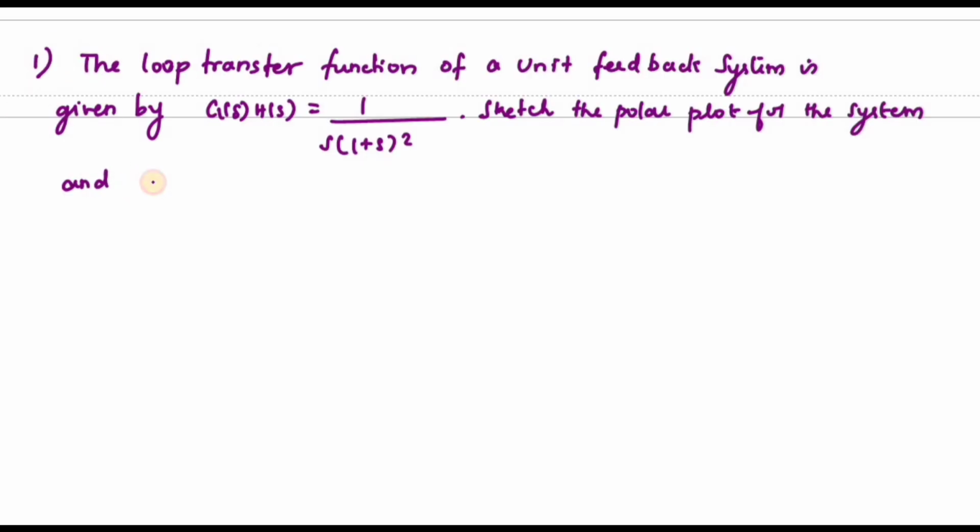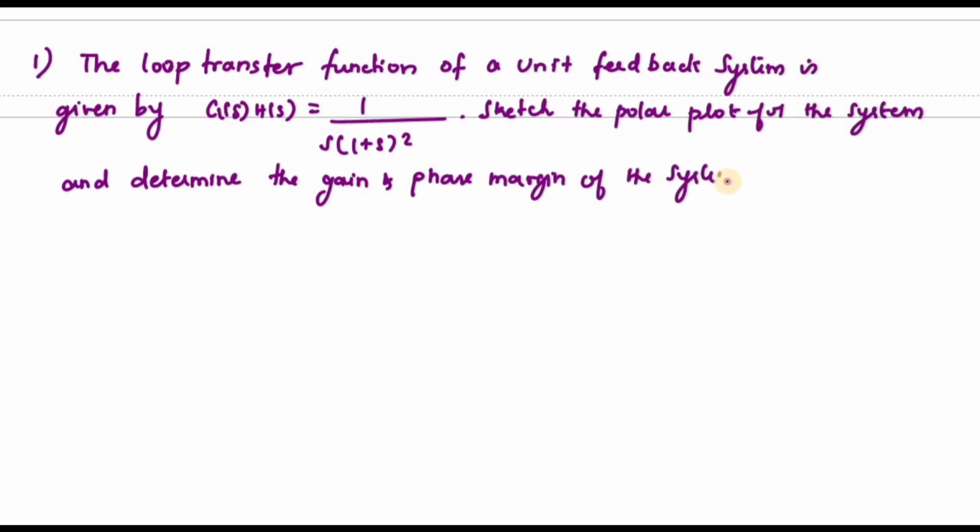In this video, we are going to discuss one problem on polar plot. The question is: the loop transfer function of a unity feedback system is given by G(s)H(s) = 1 / (s(1+s)^2). Sketch the polar plot for the system and determine the gain and the phase margin of the system. It is an open loop transfer function.